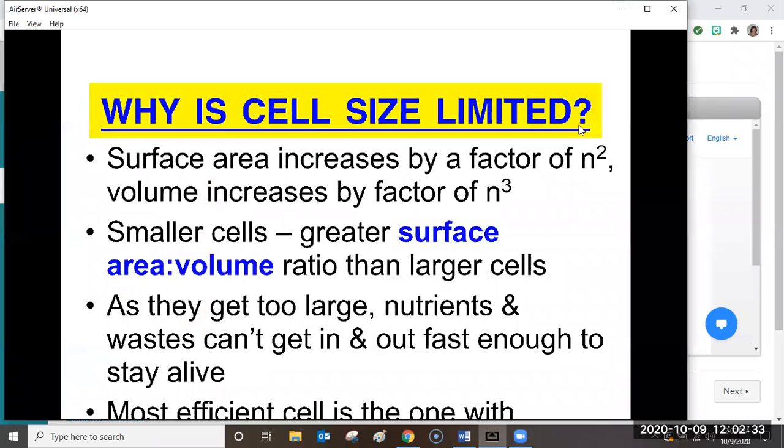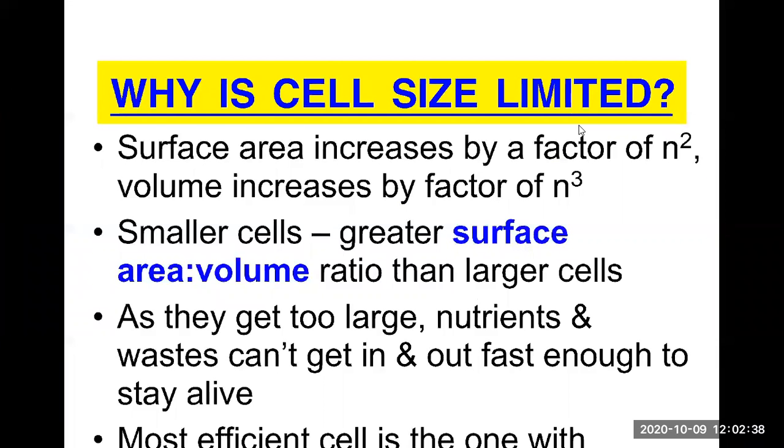So what I'm going to do is share my screen with you. So let me stop this. I'm going to share my screen. And we are going to talk first a little bit about why cell size is limited.